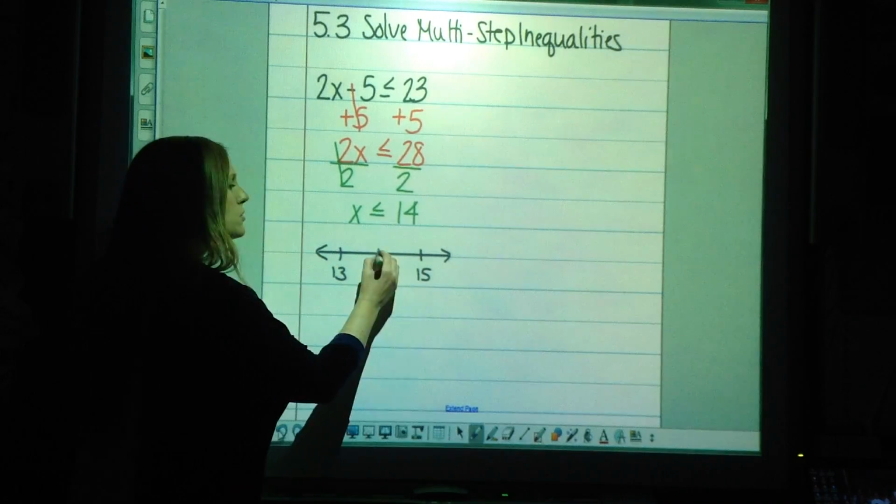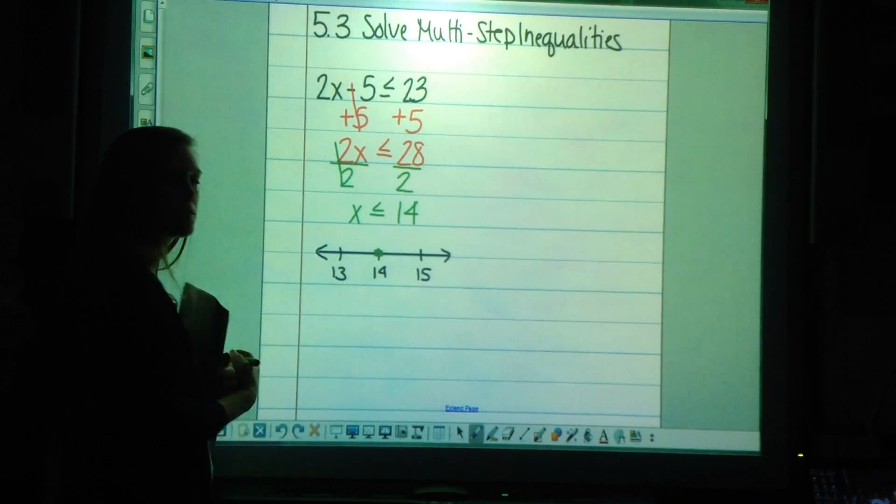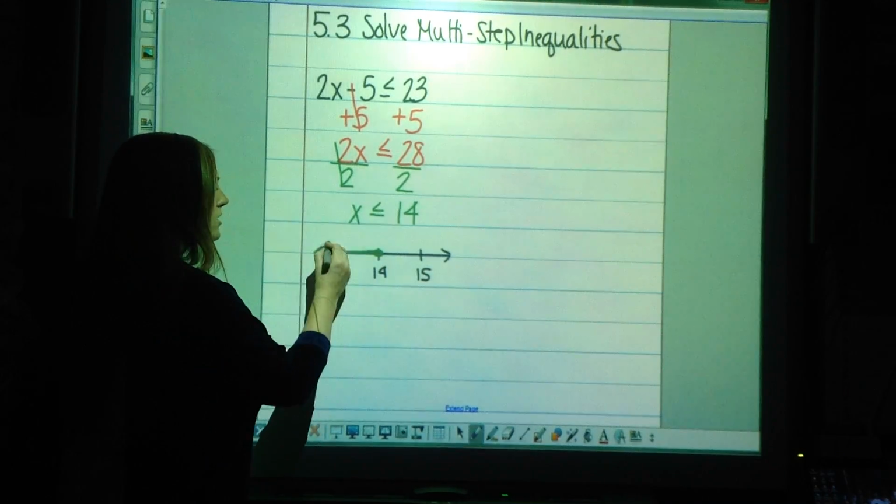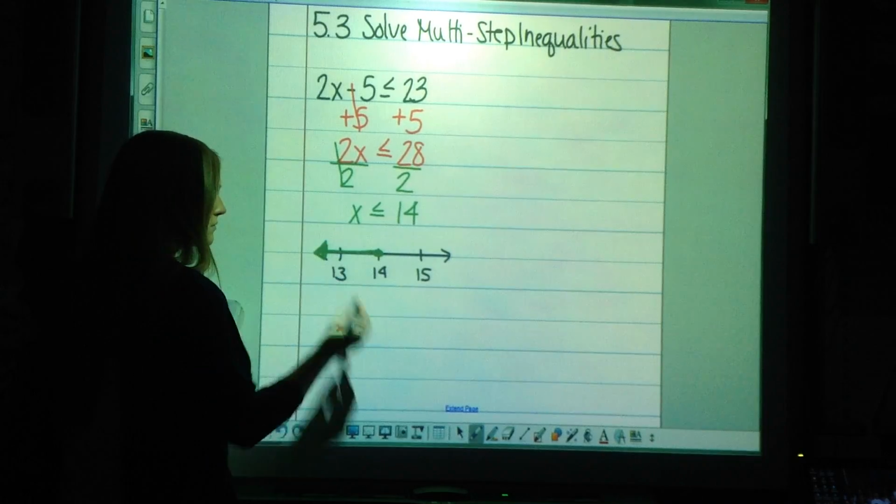X is less than or equal to 14. Because it's equal to, 14 is part of the solution, so it's shaded, and anything smaller is also shaded, it's also an answer.